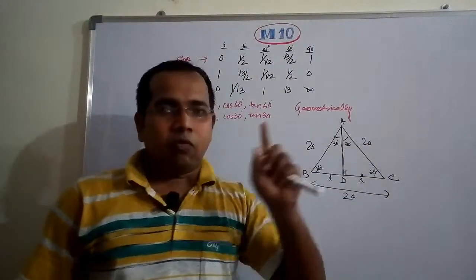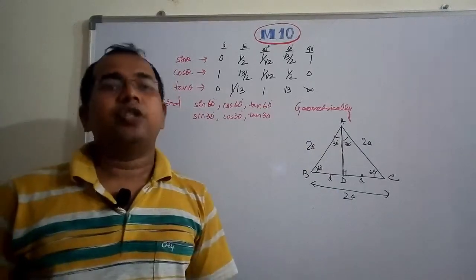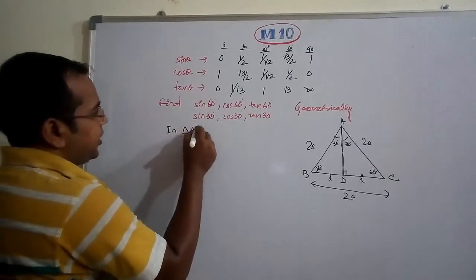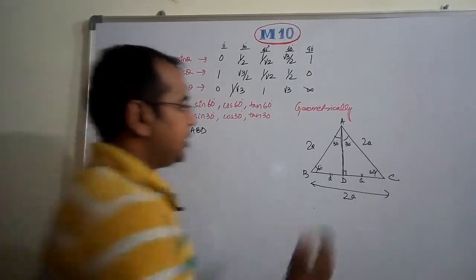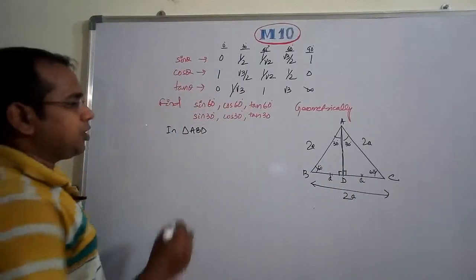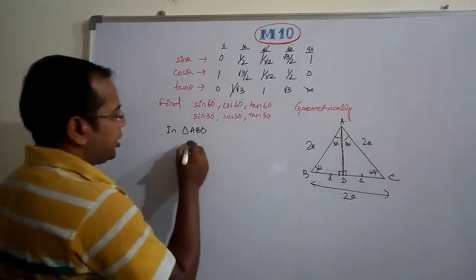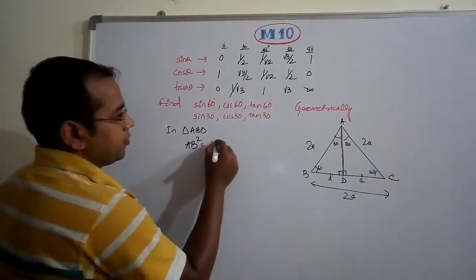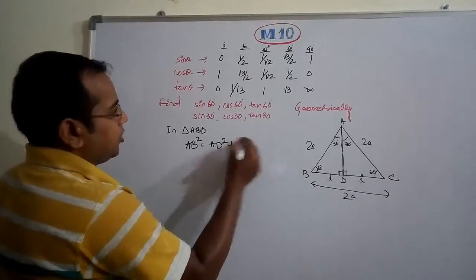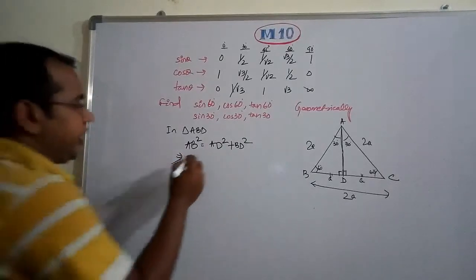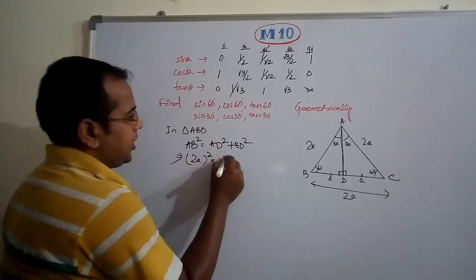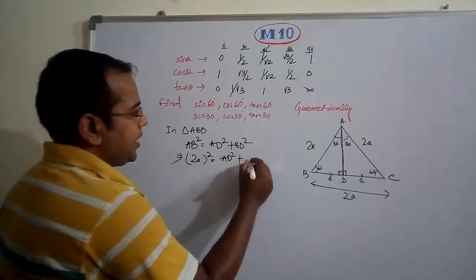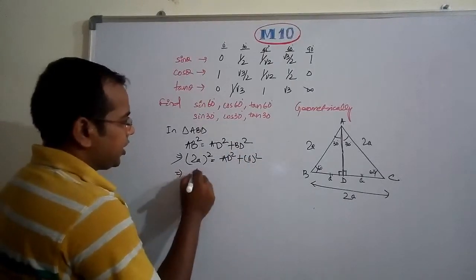In all of this, only one side is unknown, that is AD. So let us find this AD first. So again, let's say in triangle ABD, this is a right triangle. We can use the Pythagoras theorem. This is the hypotenuse. So AB square will be the sum of AD square and BD square. So see what we are going to get. AB is 2a. AD is unknown. BD equals a.